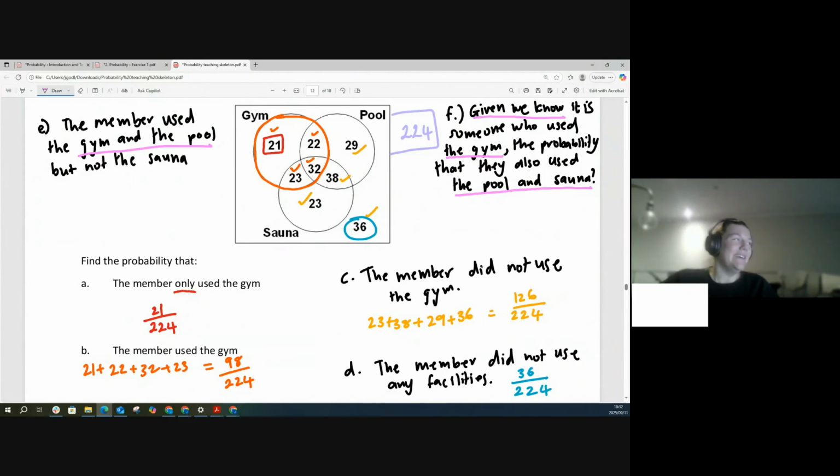Okay. Because they said the member used the gym and the pool, but not the sauna, these people only used the gym. These people only use the pool. So those are people who use the gym or the pool. These people use the gym and the pool, but these people also use the sauna. So the only people who use the gym and the pool are those 22 out of my 224.